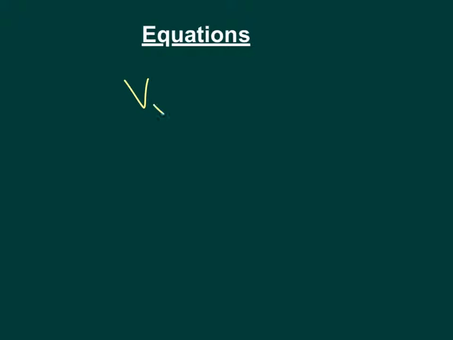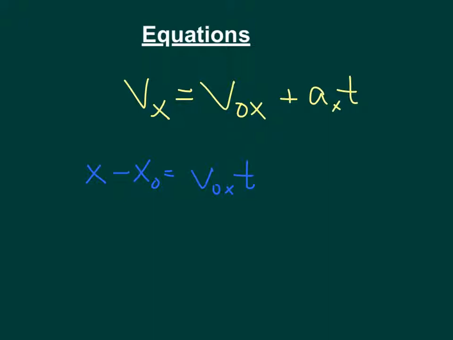I'm going to use subscript x, but you can use whatever subscript, x or y, that you need. The first one is your final velocity equals your initial velocity plus your acceleration times time. Your second equation, which turns out to be one of the more useful ones: x final minus x initial equals your initial velocity in that direction times time plus 1/2 a_x t squared.